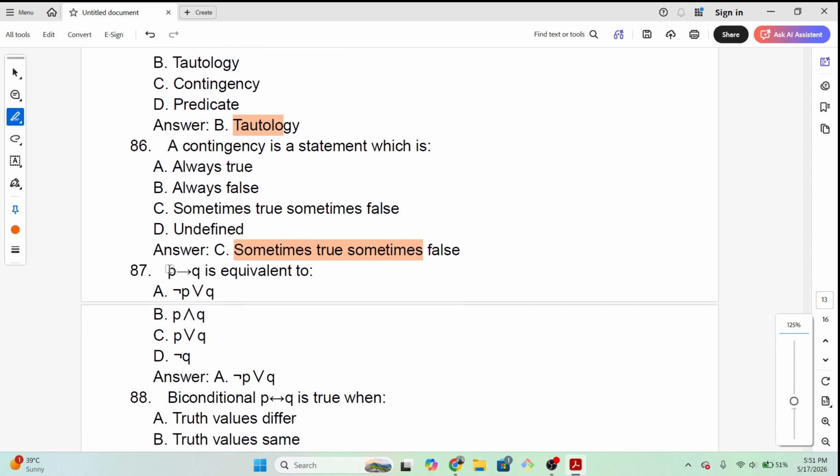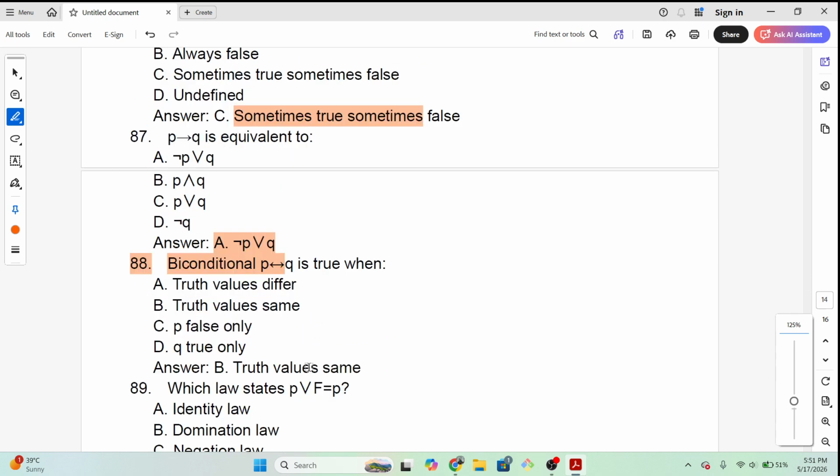Next question: P arrow Q is equivalent to what? That's negation of P or Q. Okay. Biconditional is true when the truth values are equivalent, if and only if. This is the condition.